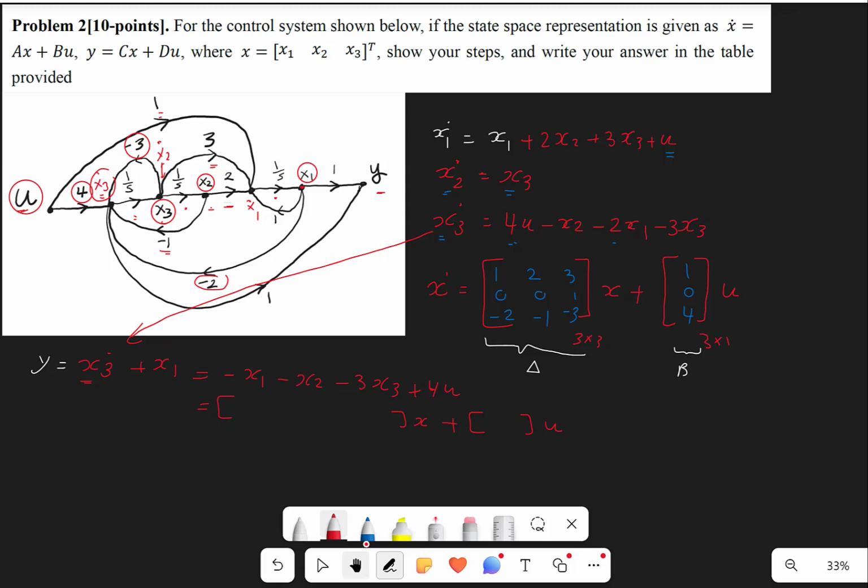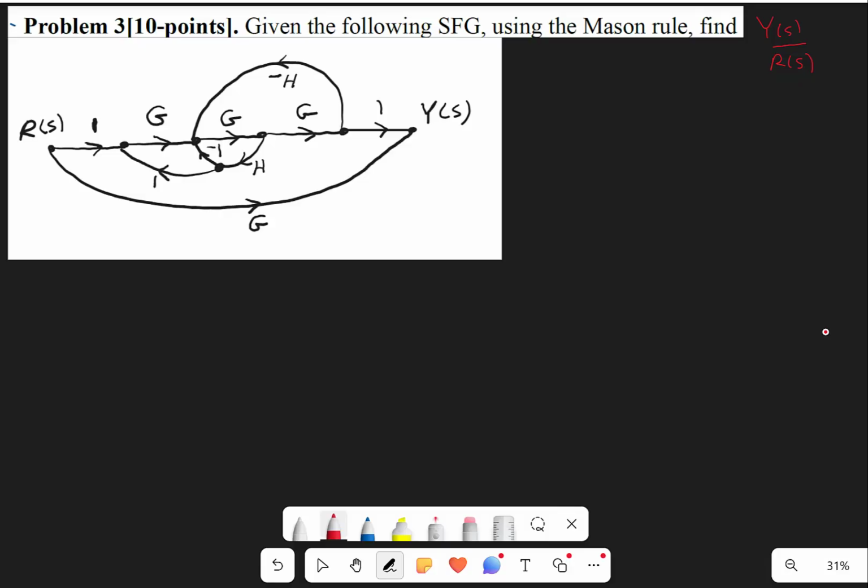So this will equal the coefficient of x1 is minus 1, x2 is minus 1, x3 is minus 3, and the u is 4. So now this is the matrix C that we are looking for, and this is the matrix D that we are looking for. So let's discuss the last question.